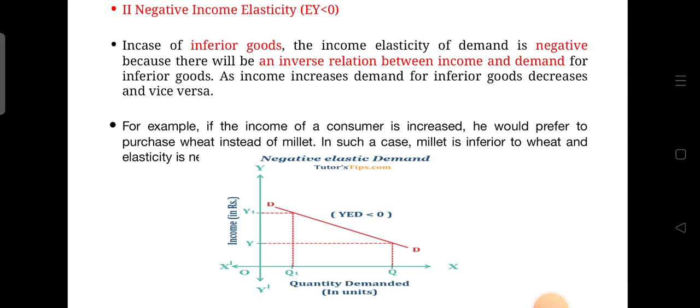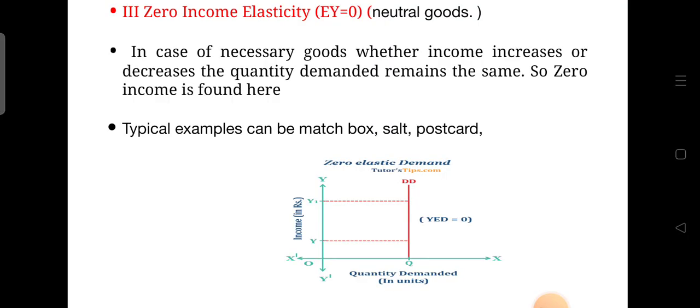And the last one is zero income elasticity of demand. In case of zero income elasticity of demand, the necessary goods, whether income increases or decreases, the quantity demanded remains the same. So zero income elasticity is found here. A typical example can be matchbox or salt. Whether the income increases or decreases, how much we want, we will buy the same.